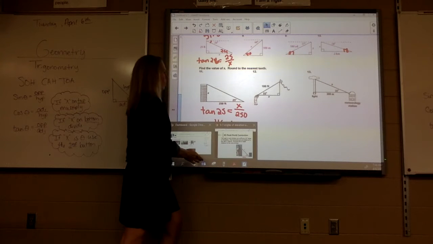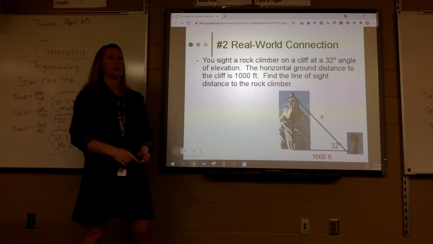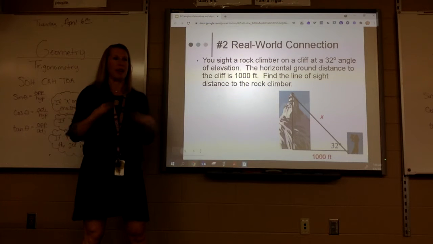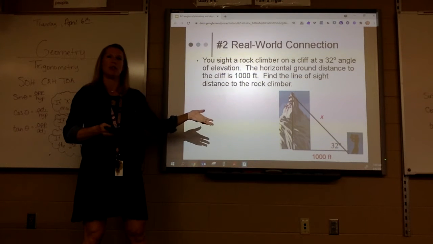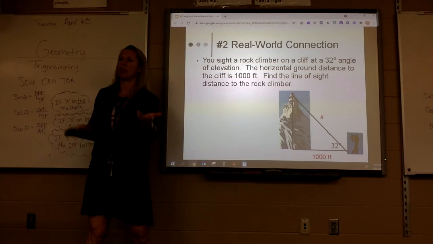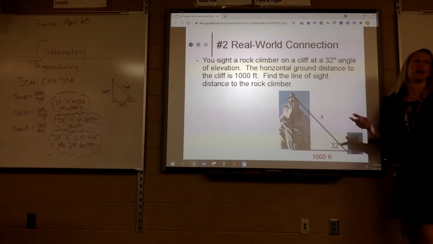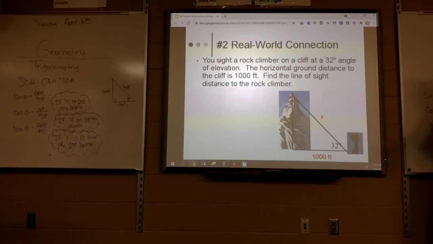We are going to talk about word problems today. So the thing about trigonometry word problems, which I like, is every single problem you have a right triangle, because that's the only kind of trigonometry we know how to do right now. So every single problem you have a right triangle. What you're going to have to do is figure out where everything goes.